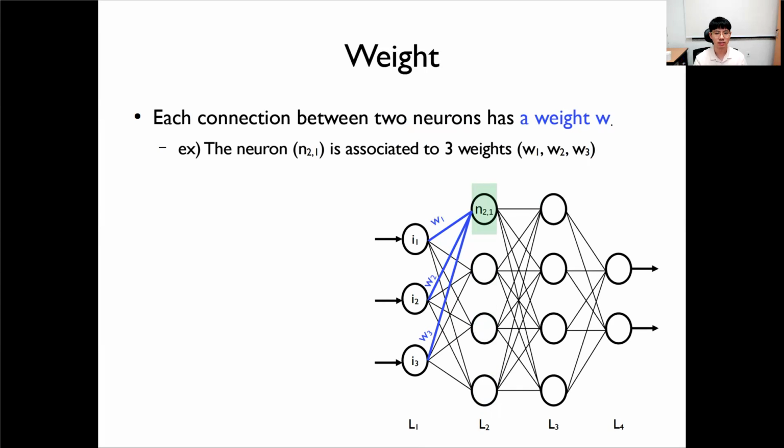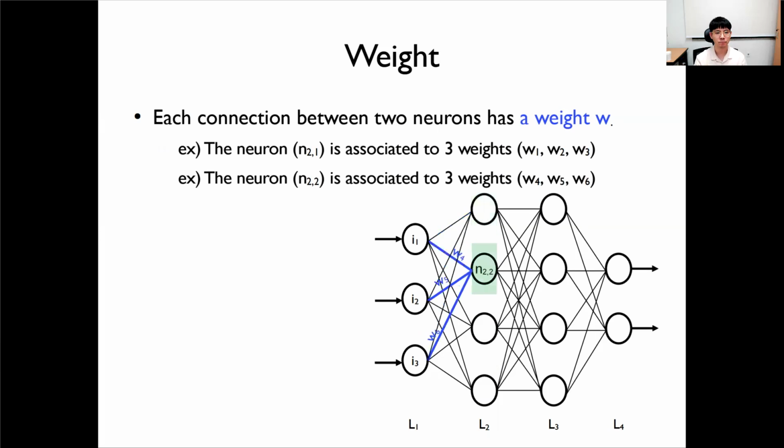And each connection between the neurons in the preceding layer and the neuron in the current layer has a weight value. For example, let's see the first neuron at the second layer highlighted in green. This neuron, N21, is associated with 3 weights: weight 1, weight 2, and weight 3. Likewise, the second neuron, N22, is also associated with 3 different weights: weight 4, weight 5, and weight 6.